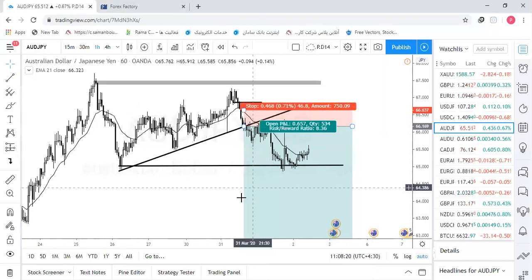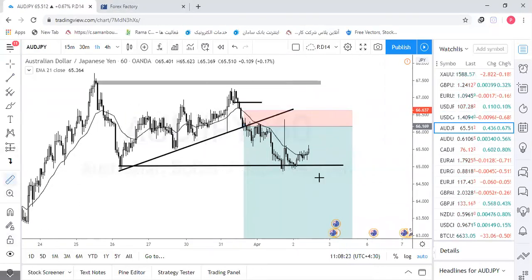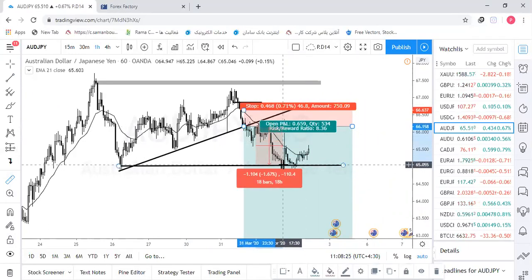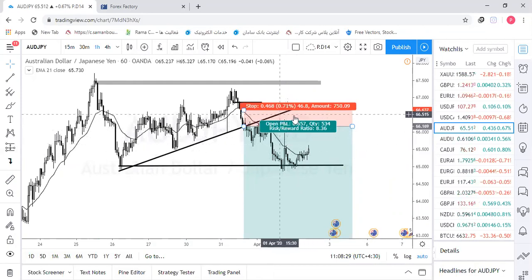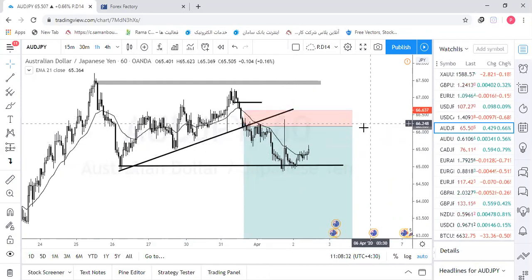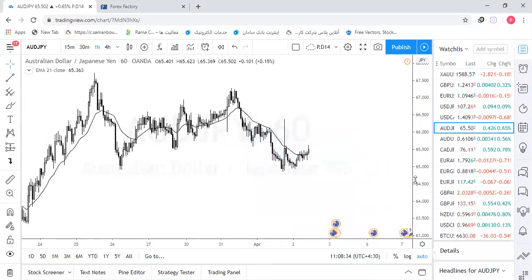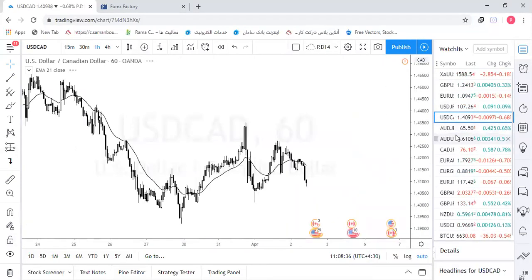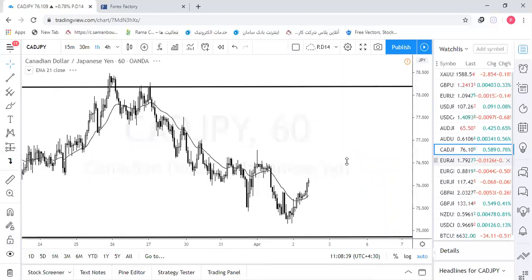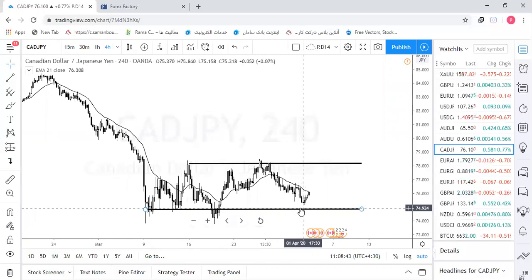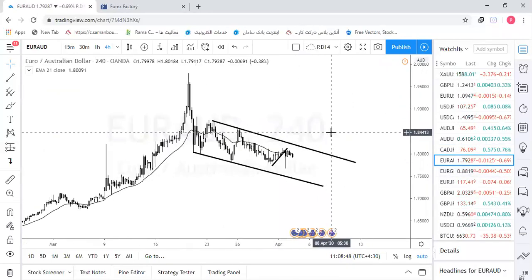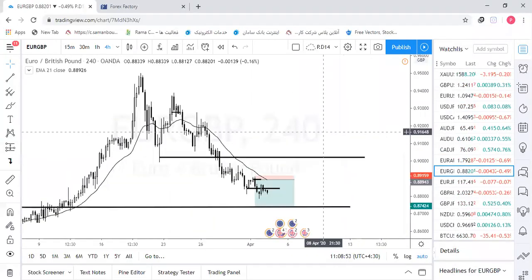AUD JPY, we got the first TP right here for 110 pips, and this week stopped us out in break even for the second position. So let's delete all of these. AUD USD, leave it. CAD JPY, we can't say price came down to this area. EUR AUD price is still in the channel. We don't need to delete anything.